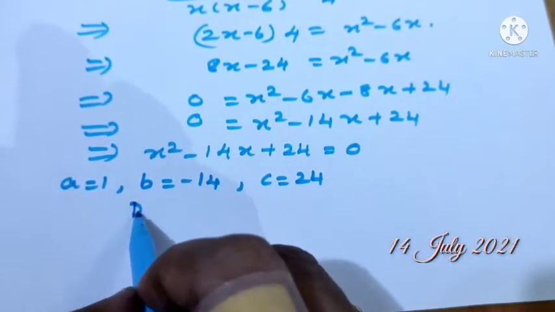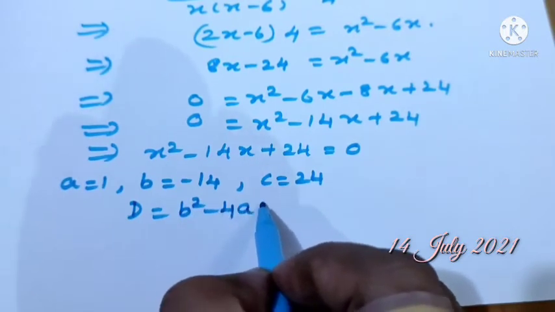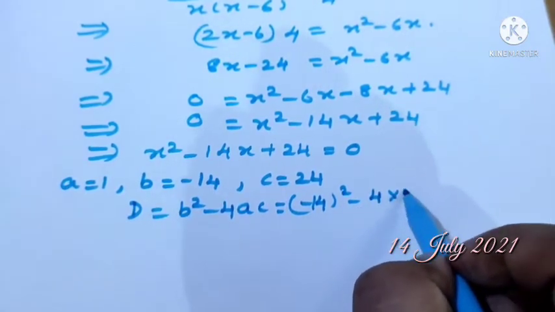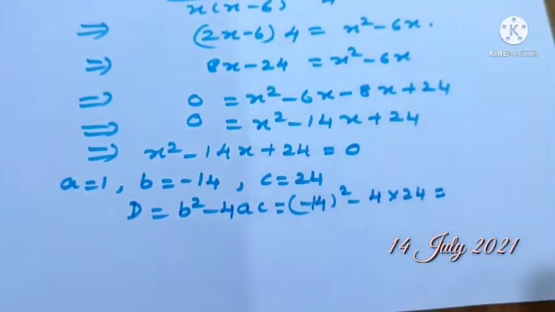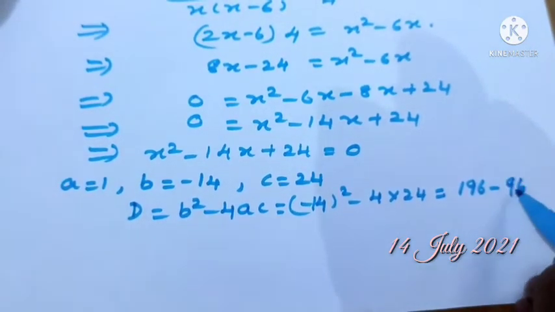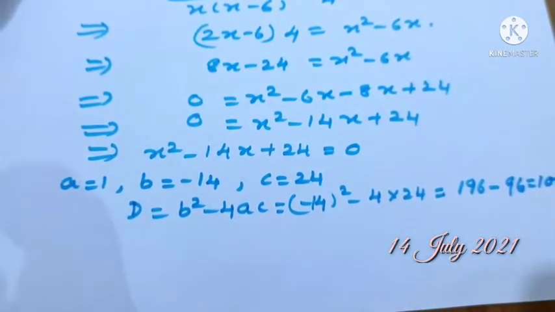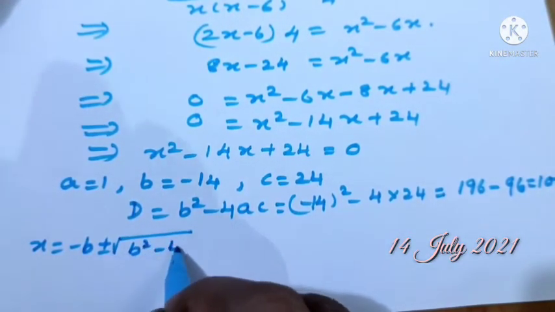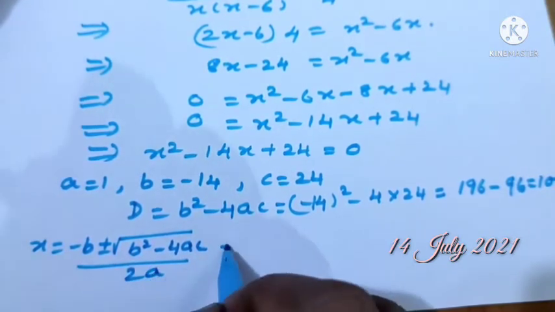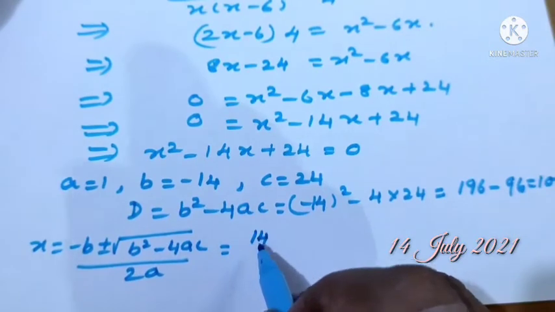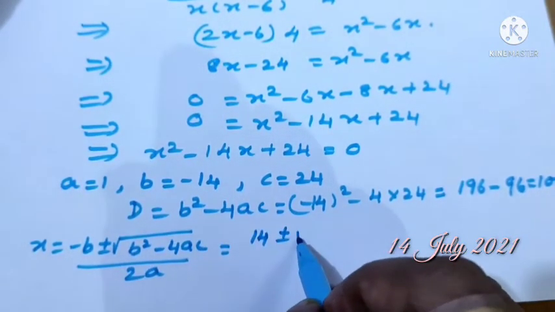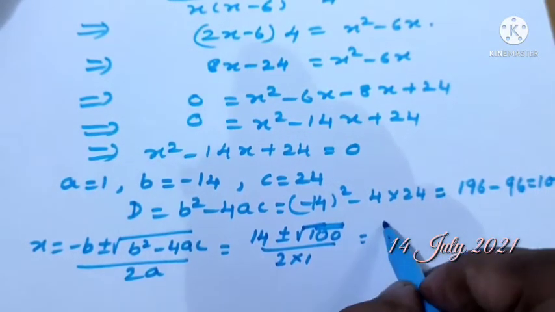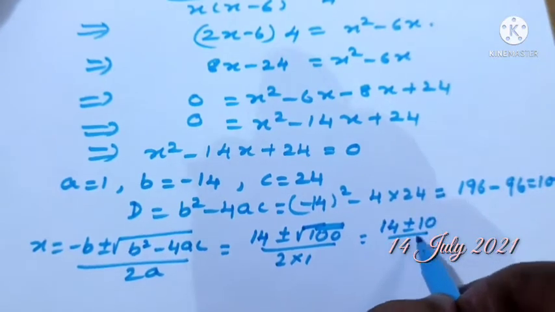So b square minus 4ac: b square is minus 14 square, minus 4 into 24, that is 196 minus 96 equal to 100, right? Now x equal to minus b plus or minus root of b square minus 4ac divided by 2a. Minus b means 14 will come, because minus of minus 14, plus or minus root 100, divided by 2 into 1, that means 14 plus or minus 10 divided by 2.